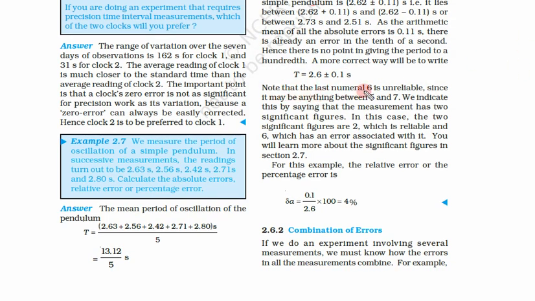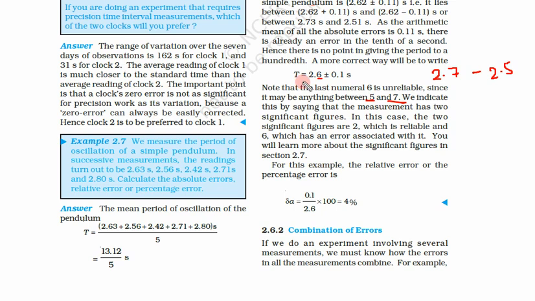The last numeral 6 is unreliable. This last numeral is unreliable by 0.1 second, since it may be anything between 5 and 7. Suppose if we get plus 1, then we get 2.7, and if we get minus, then we will get 2.5 second. So this last digit varies between 5 and 7. So we indicate this by saying the measurement has two significant figures.